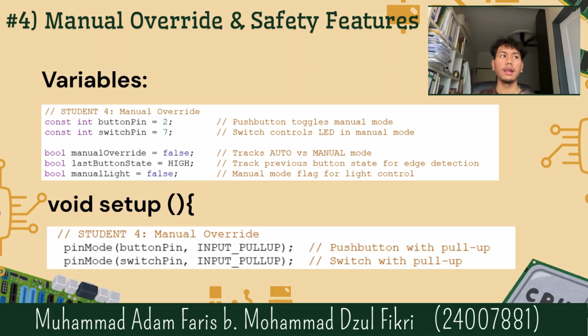And finally, last blink and red state are used to control the blinking cycle of the red LED. Next, we're going to the void setup. In the setup function, the push button and slide switch are configured as inputs with pull-up resistors. This ensures stable reading and prevents faulty values. By preparing these pins, the system can reliably detect button presses and switch positions.